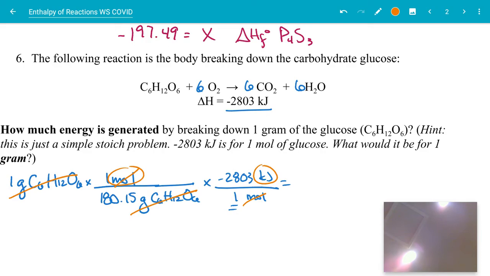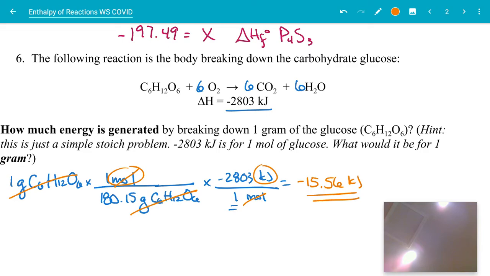So now we multiply it all out. 1 gram times 1 mole times negative 2,803, divided by the mass. And when you type that all into the calculator, we get a negative 15.56 kilojoules. So the question was, how much energy is generated by breaking down 1 gram of the glucose? And the answer is 15.56 kilojoules. We are down 15.5, so that means it's an exothermic reaction. All right, now let's move on to the next page.